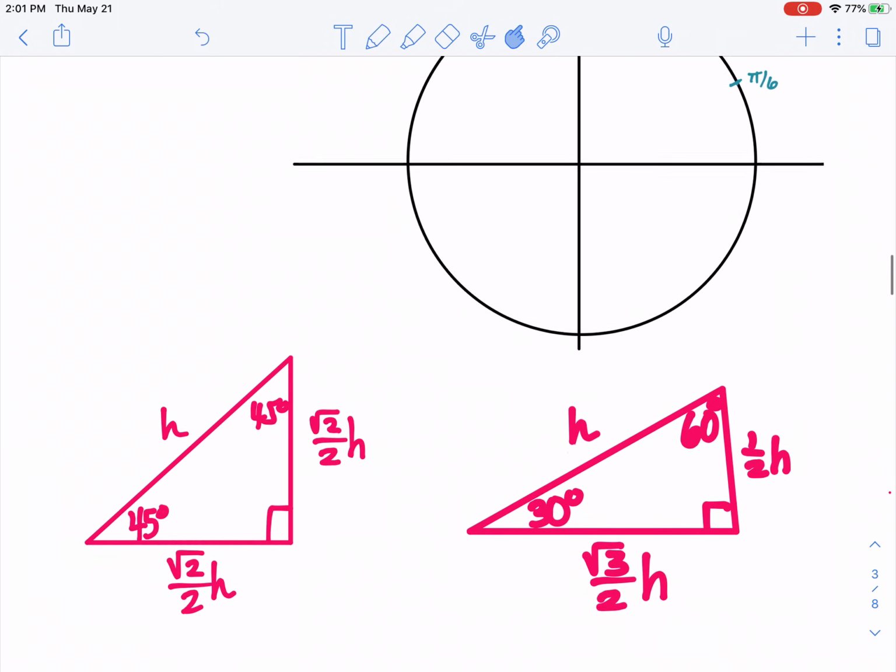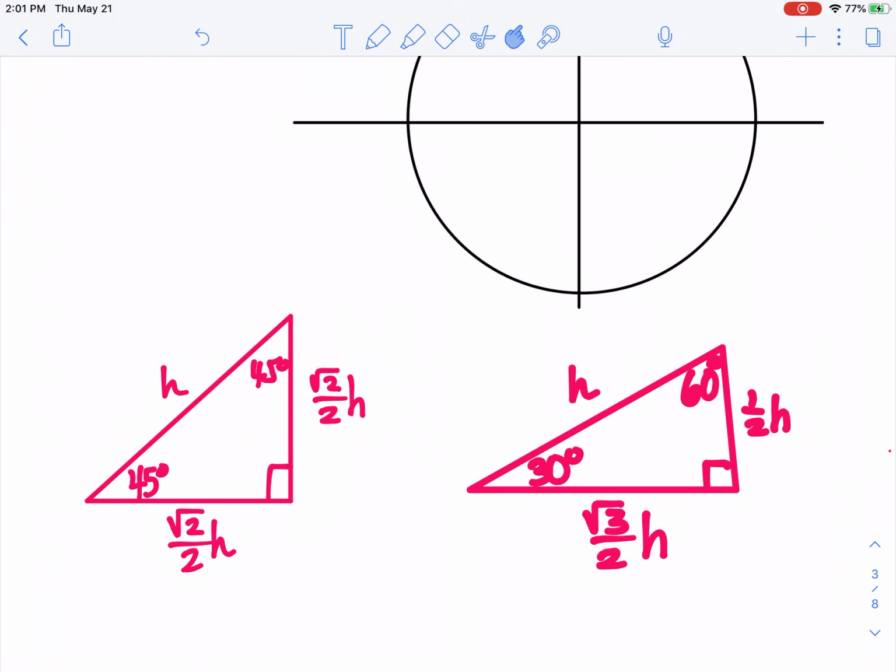All right, so we're going to do a quick refresher. The next question we're going to answer is, where do the ordered pairs on the unit circle come from? Before we do that, we're going to go back to a couple of special triangles that you talked about in geometry and probably have talked about since. They're the 45-45-90 triangle and the 30-60-90 triangle.